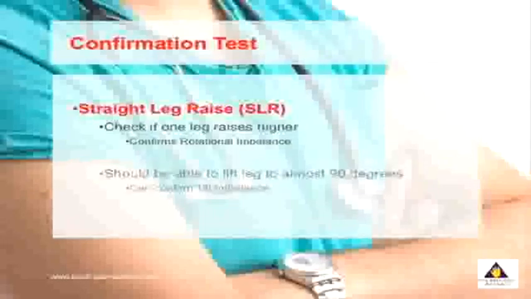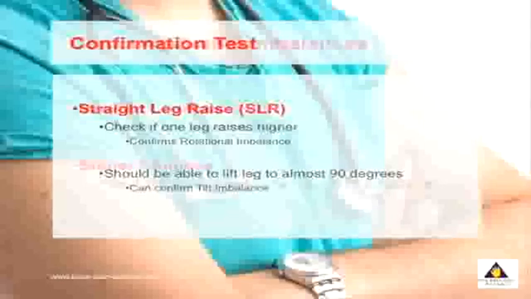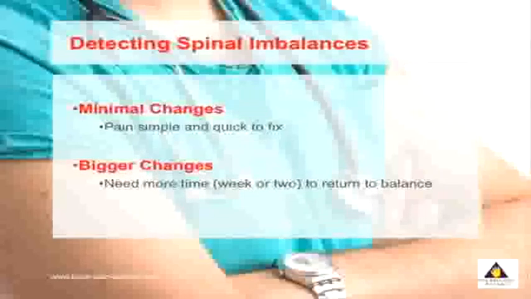There are two things that you will note. First, you may find you can lift one leg higher than the other side. If this is the case, then again it confirms that you have a rotational imbalance. Secondly, people should be able to lift their leg up to almost 90 degrees. If you find that you can't lift your leg up to 90 degrees, and both your legs are similar, then you may have those tilt type imbalances. But these two simple tests indicate that there are imbalances in your spine.